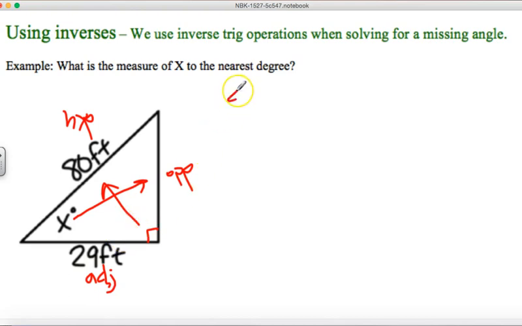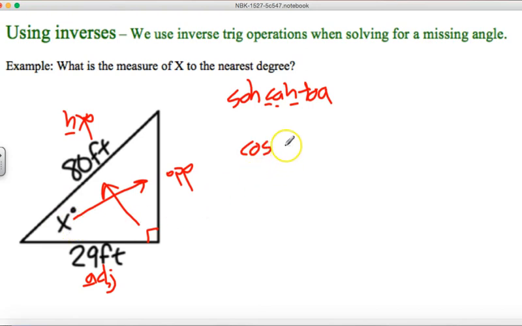Okay, so which trig function uses the hypotenuse and the adjacent, A and H? Look at it, that's O and H. This one's A and H. The cosine is A and H. So we'll do the cosine of my angle. I mean, it's always the sine, cosine, and tangent of the angle.